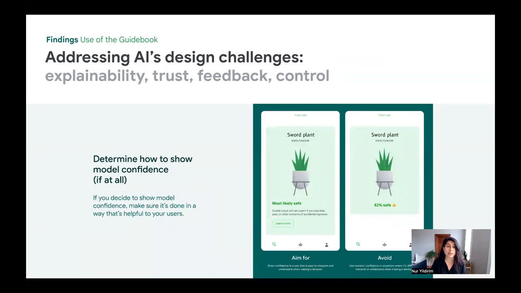Participants largely used the guidebook for addressing AI-specific challenges around prototyping, such as explainability, trust, feedback, and control. They heavily referenced design patterns and chapters, and they conducted focused workshops to collectively envision solutions around a specific challenge, such as a design sprint for explainability. Participants observed a positive impact on products, such as increased user adoption and satisfaction. However, they expressed challenges in measuring and evaluating the impact on user experience.